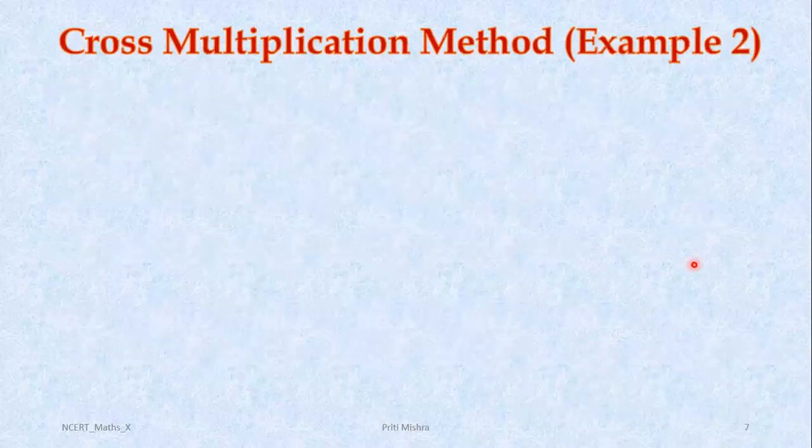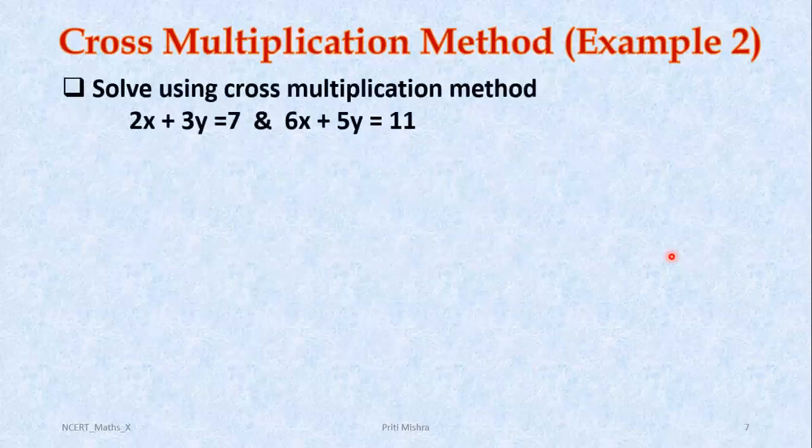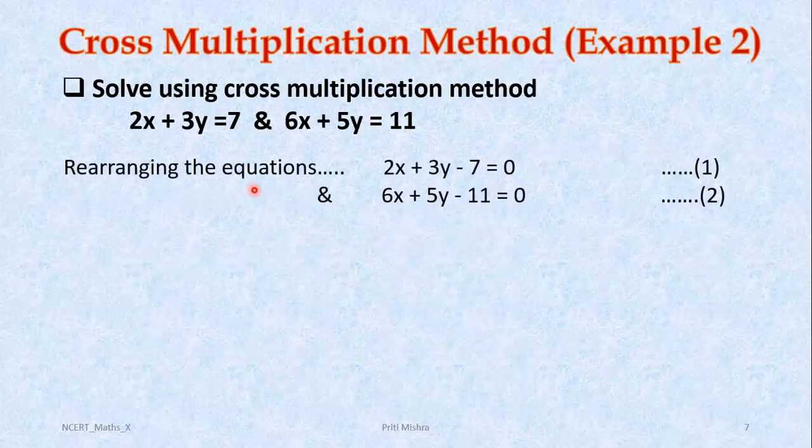Let's make it more clear and have one more example. Solve using cross multiplication method. We are having two equations. So at first we have to write these equations in the cross multiplication format. Means 2x plus 3y minus 7 equals to 0 is the first equation and 6x plus 5y minus 11 equals to 0 is our second equation.